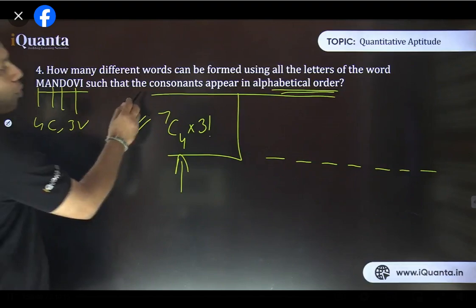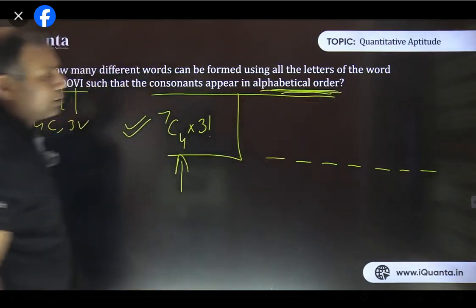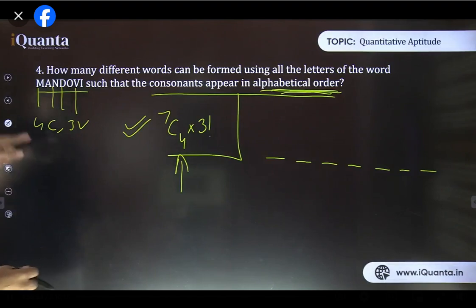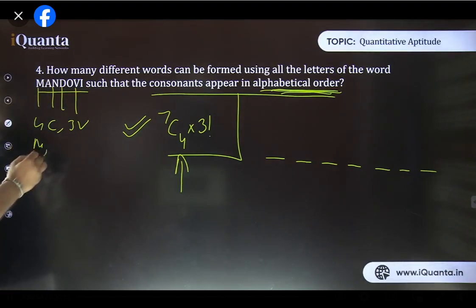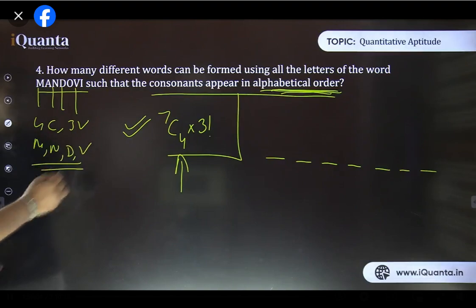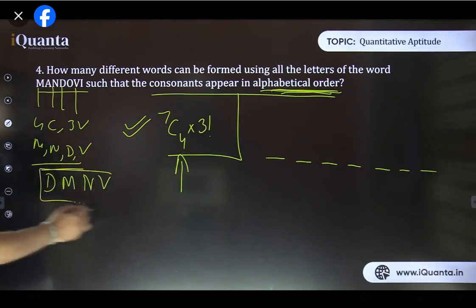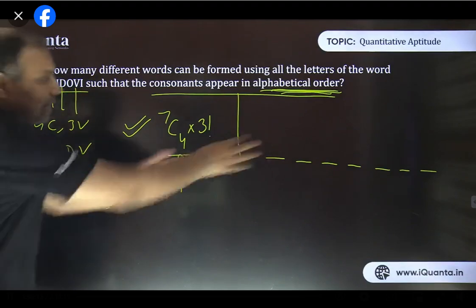The condition was that the consonants appear in alphabetical order. Okay? So consonants must be in alphabetical order. We are having 4 consonants because they are all different. They are D, M, N, and V. Alphabetical order means they must certainly be in this order: D should come first, M should come afterwards, N should come after that, and V should be at the last. Now these 4 consonants need to be placed in this order only.